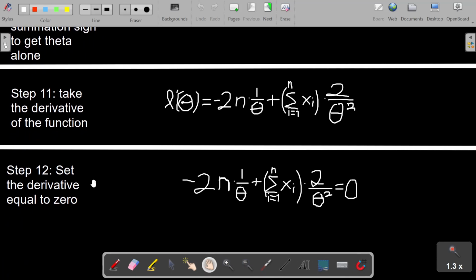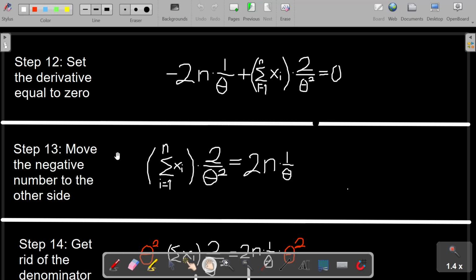Step 12, set the derivative equal to 0. So we set this number equal to 0. Step 13, move the negative numbers to the other side. So here we move this number here to this side, and a rule of thumb is to always try to move the negative number to the other side because that will make it easier to work with the function.